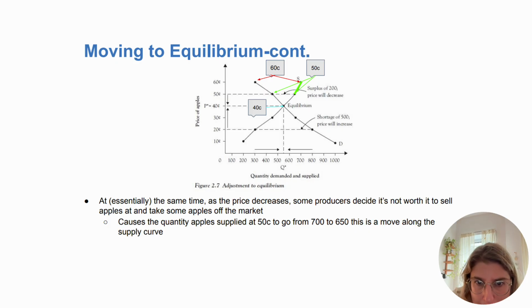No. At 60 cents, the apple suppliers will supply 700 apples. But then if this price decreases to 50 cents, it seems that suppliers will only supply about 650 apples, right? So at the same time that consumers are demanding more apples because of the lower price, producers are pulling back and supplying fewer apples, right? And both of these movements along the demand curve and along the supply curve push the market towards equilibrium, right? We're all getting pushed to here.